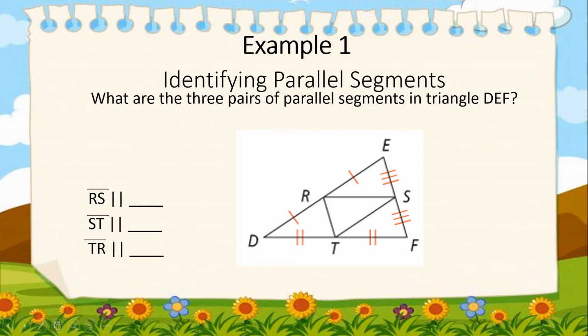Next, identifying parallel segments. What are the 3 pairs of parallel segments in triangle DEF? As you can see in the figure, we have triangle DEF, wherein R, S, and T are midpoints of each side. RS is parallel to side DF. ST is parallel to side ED. And TR is parallel to side FE.